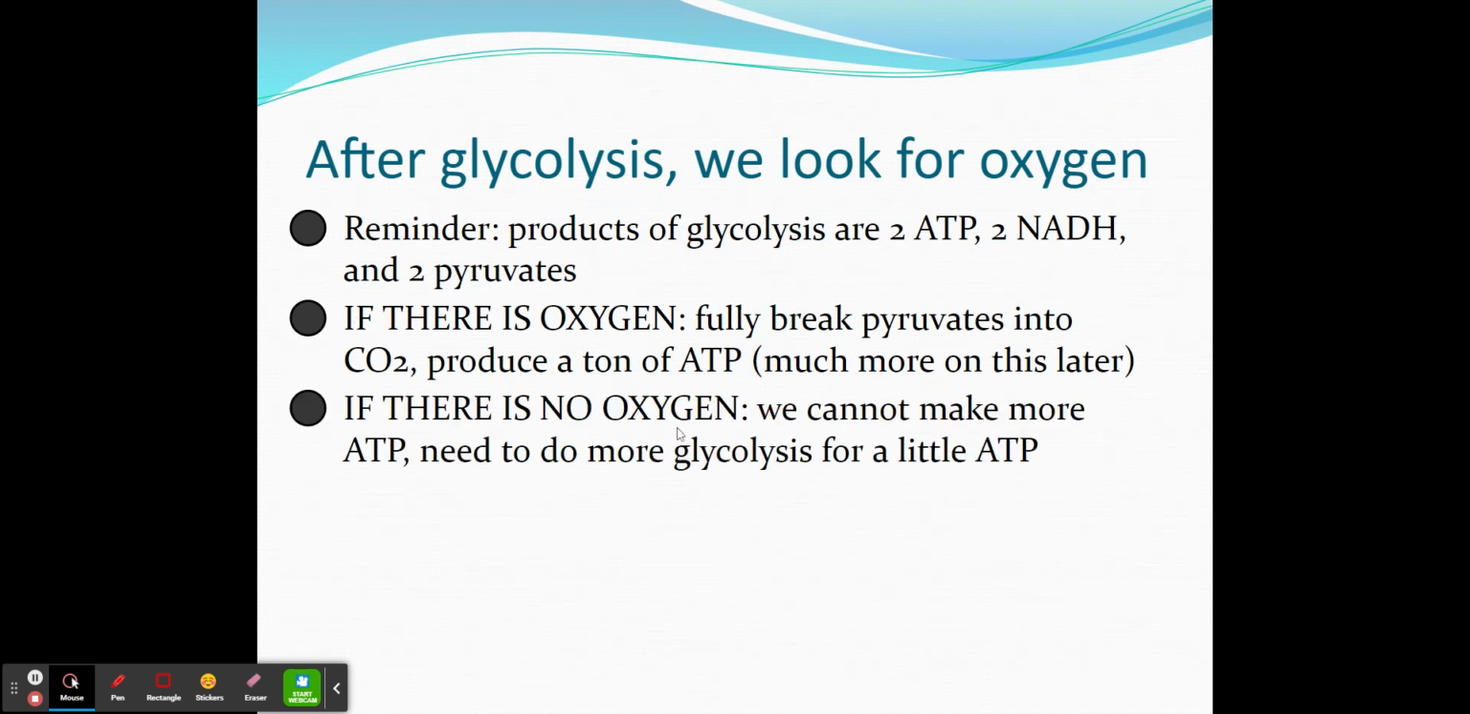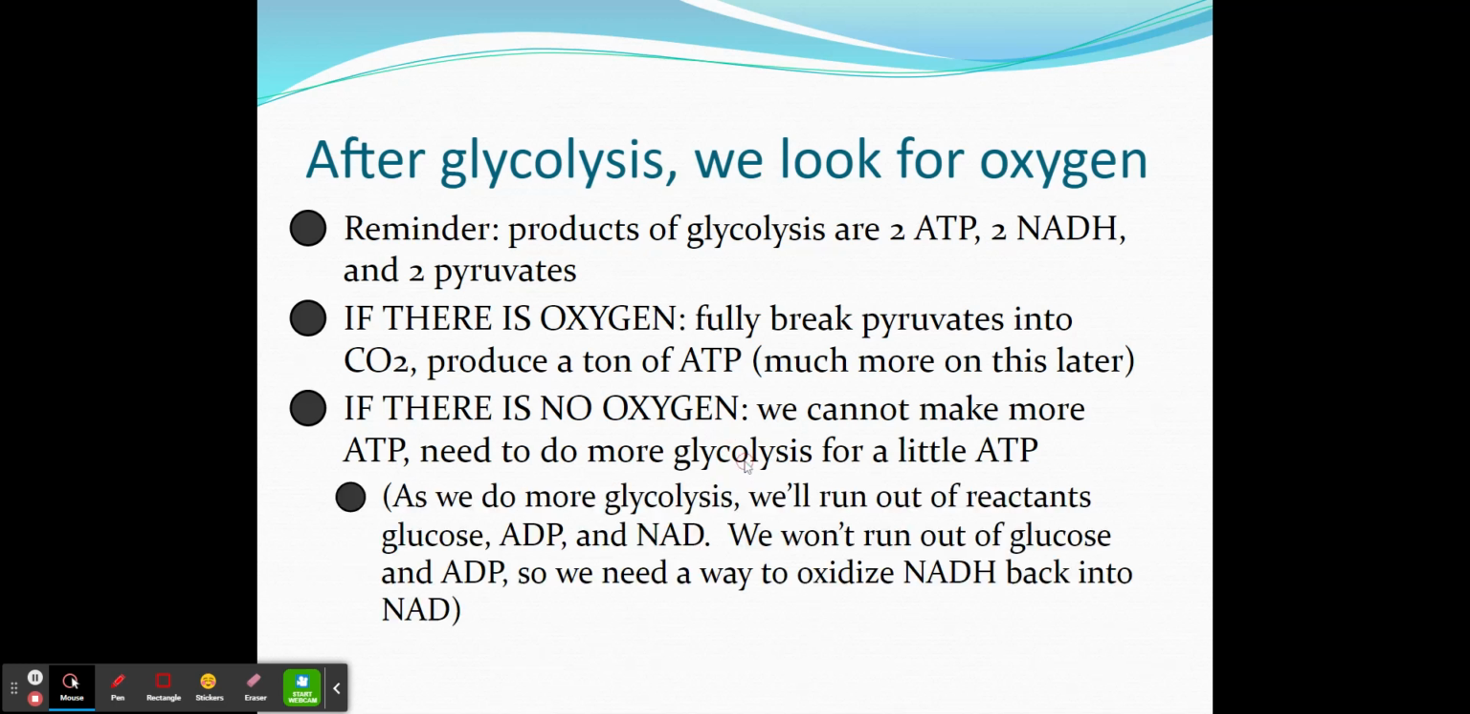If there's no oxygen, this pyruvate, we are done oxidizing the pyruvate. We can't make any more ATP. So that's what we'll talk about next. If there's no oxygen, all we have is glycolysis for your ATP. We make 2 ATPs per glucose for glycolysis, so that's something. Not enough to keep you alive, but that's something.